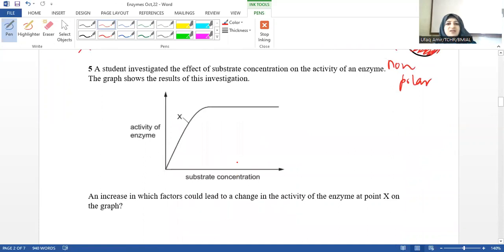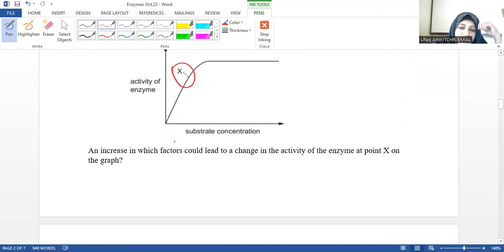Astron investigated the effect of substrate concentration on the activity of an enzyme. The graph shows the results of this investigation. You can see substrate concentration is increasing, enzyme activity is increasing, and till this point, then something will become a limiting factor and the rate has become constant. But they are saying an increase in which factors could lead to a change in the activity of the enzyme at point X on the graph.